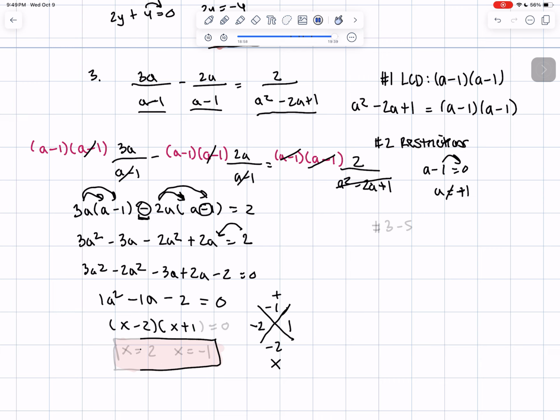So we just did steps 3 through 5 here. What does our restriction say? Well, it can't be positive 1, but it can be negative 1, so that means both of these solutions will work. And that's how you do these problems.